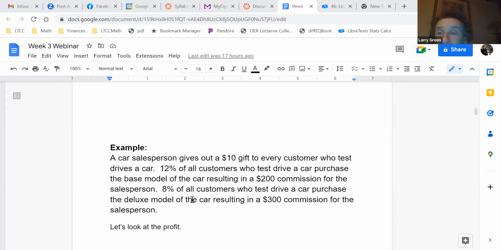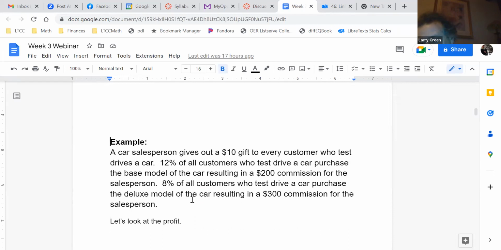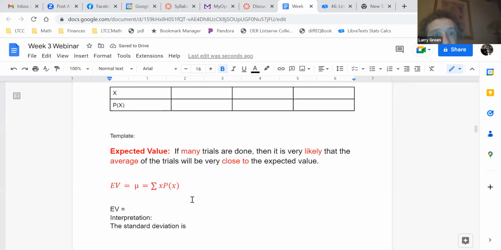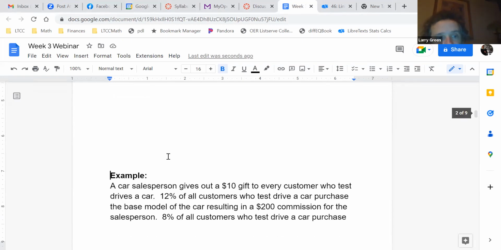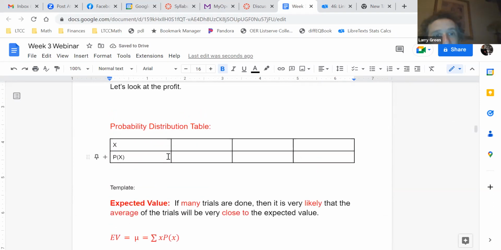Okay, so we want to look at the profit. So what we're going to do is create a probability distribution table, and we're going to look at the values of X that can happen. Now, this is a discrete variable because we can list all the things that could happen with this car sales.